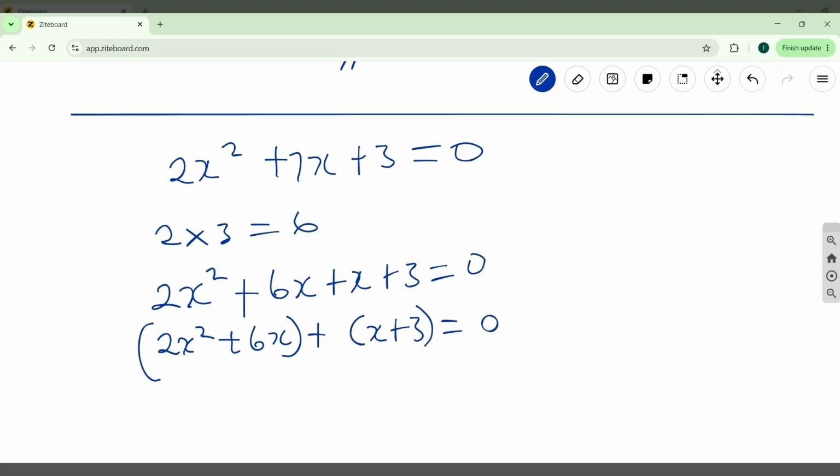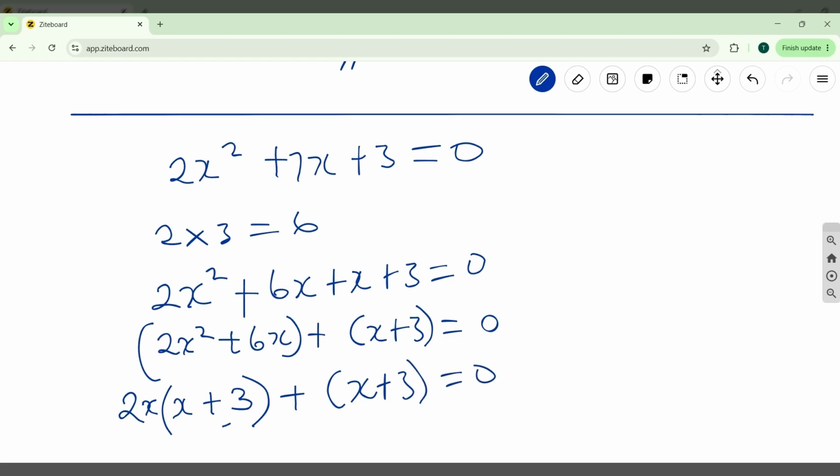So I need to factorize this. What's common between 2 and 6 is 2. So I bring out 2. What's common between x squared and x is x. Then I write what's left. What's left is x plus 3, plus also x plus 3. If you notice, what I have here is what I have in here.